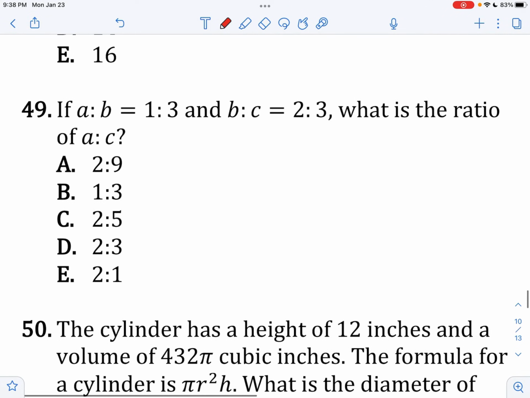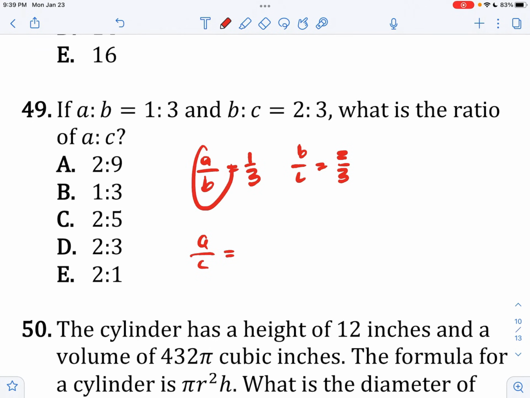If a to b is 1 to 3 and b to c is 2 to 3, what is the ratio of a to c? So a over b is 1 over 3, b over c is equal to 2 over 3. That means that a to c is going to be equal to, if I just multiply these, notice how the b's cancel out. Let me show you. a over b times b over c, b's cancel, you get a over c, which is going to be 1 over 3 times 2 over 3, which is going to be 2 over 9.